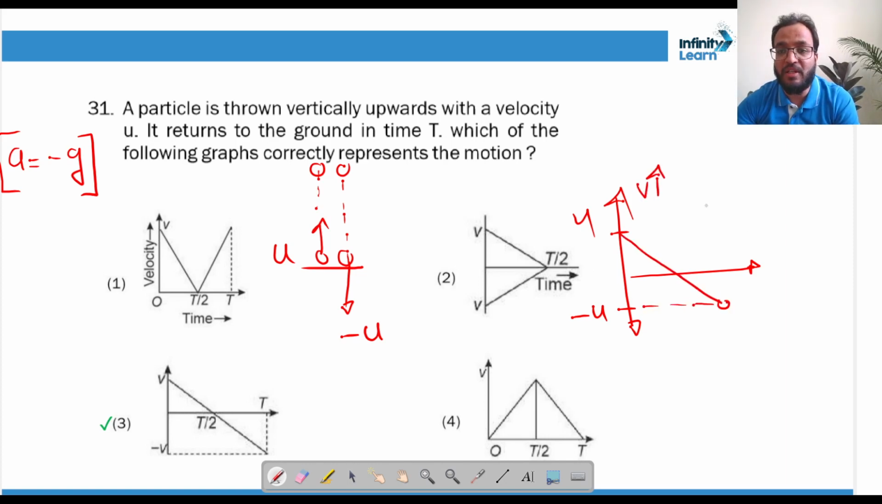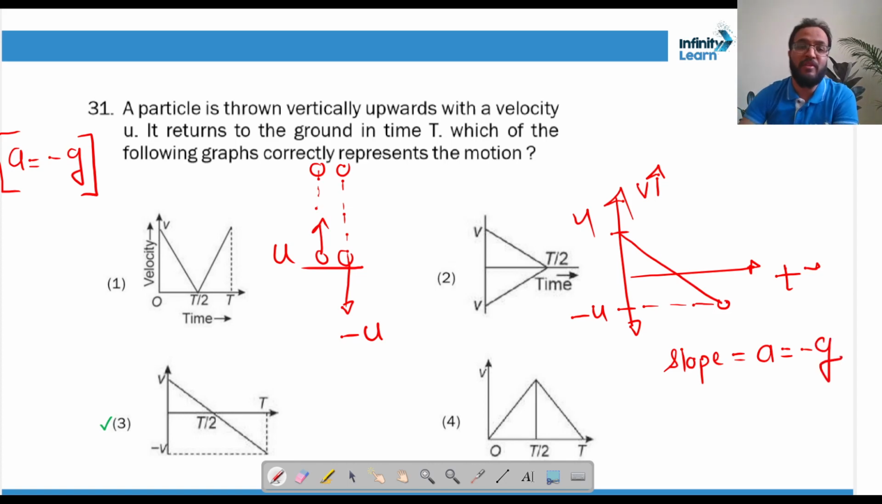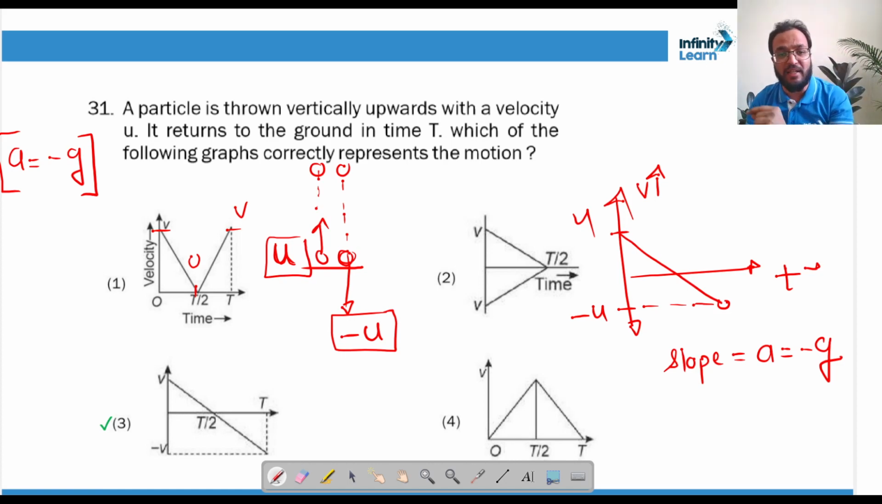So this is the velocity time graph where the slope is negative, where the slope is acceleration, which is minus g all the time. Many students think that initially the velocity goes from v to 0 and then again becomes v. No, my dear, if you have thrown it with u, it comes back with minus u. So velocity has reduced from u to minus u. It is continuously decreasing, so the slope is continuously negative. Slope is not positive. That is why the third option is right. Here the slope is completely constant and negative.